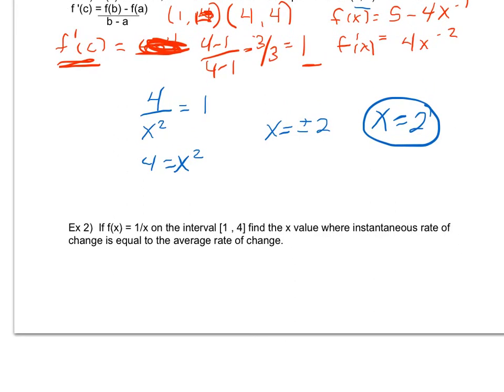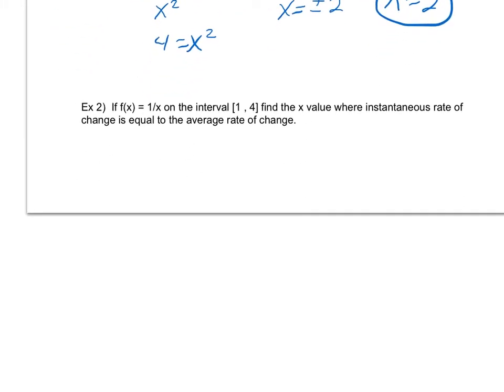Let's look at one more example. So now I have a new function, 1 over x. I'm on the interval again from 1 to 4. I want to find the x value where the instantaneous rate of change is equal to the average rate of change. Well, that just means the mean value theorem. So I need to find instantaneous rate and average rate.